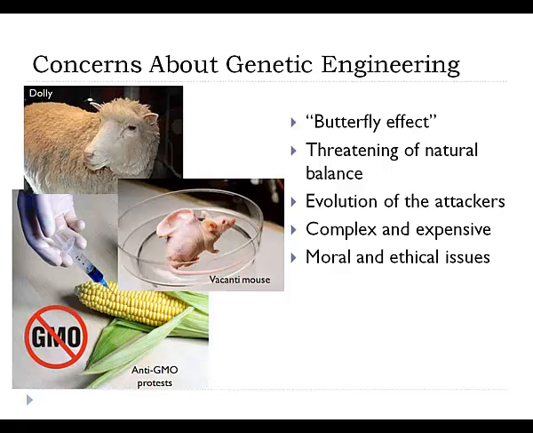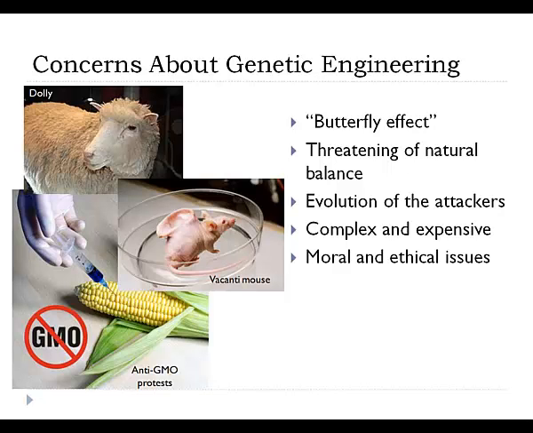Of course, that leads to a lot of concerns, right? Is there a butterfly effect? If I modify this plant, will something down the line go wrong later? It threatens the natural balance. So for example, you could imagine that if I modify this corn crop, then all of a sudden I've stacked the deck in favor of the corn crop. Will I cause that corn crop to take over the area?